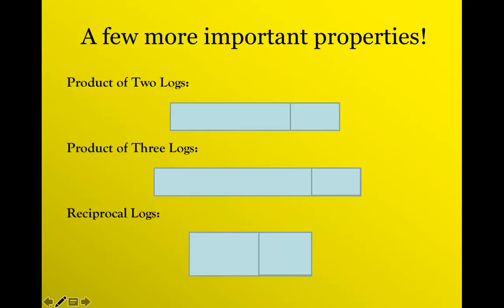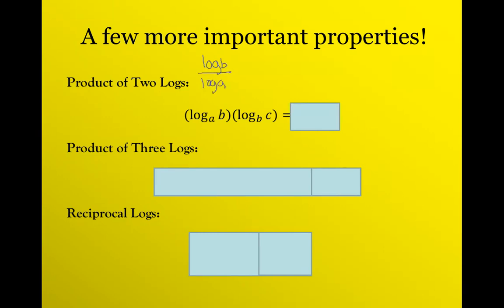A few more things with logs, so kind of application of the change of base. I'm going to do it with proving 2 logs. I don't know that I'm going to do it with proving 3 or the product of 3, but it's the same idea. So let's say we've got this, and we're going to use the change of base formula to simplify. So we're going to look for a pattern. This is going to be log of b divided by log of a times log of c divided by log of b. Oh, look, these are going to cancel.